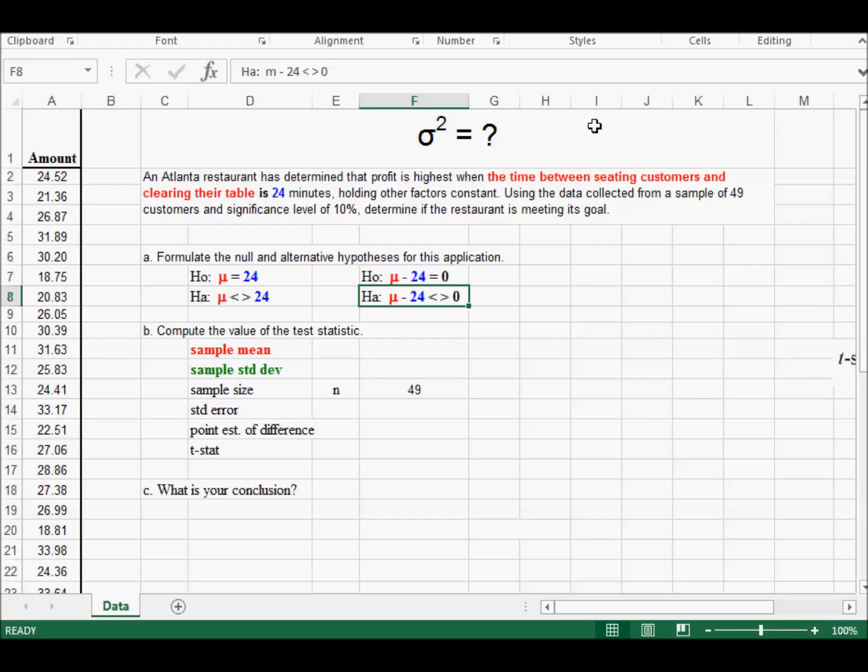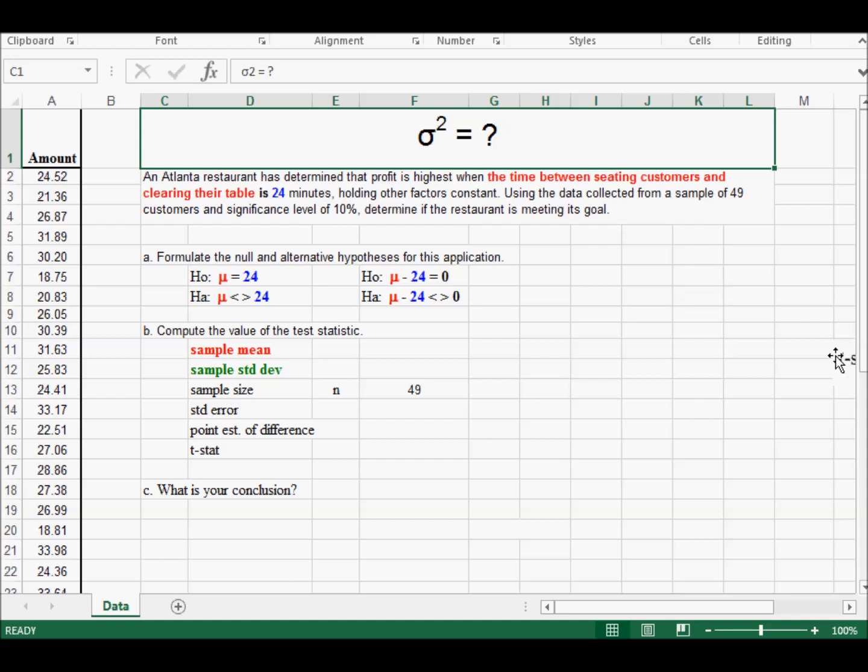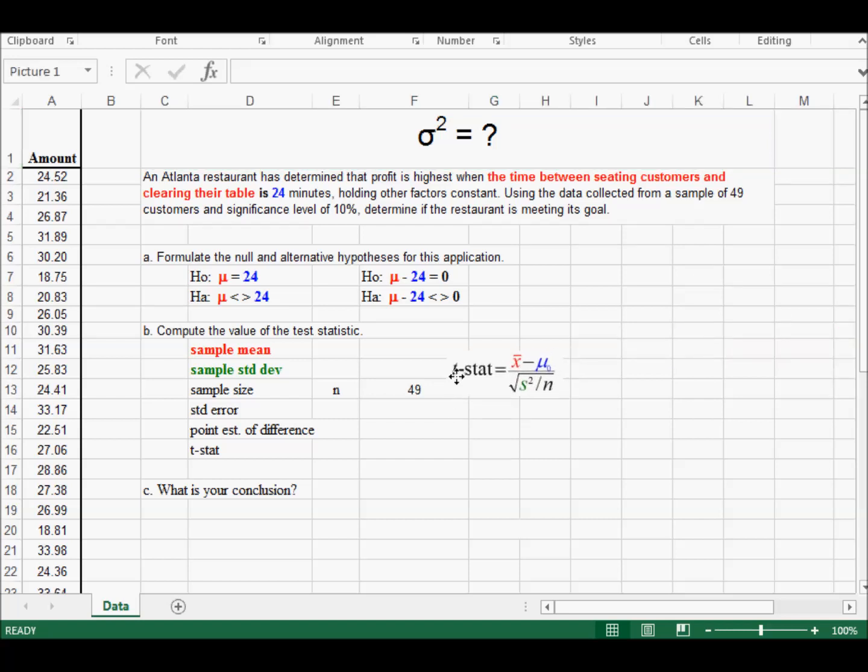Okay. Now, since this is a sigma unknown problem, we have to use a t-stat to conduct this test. And the t-stat is similar to the z-stat. We have the difference, we have the point estimate up here of that difference. X bar is in red because it is a point estimate of mu, the true population mean, which we'll never know. And then mu 0 is blue because it's the manufacturer's claim. In this case it is 24. So the manufacturer's claim is 24.